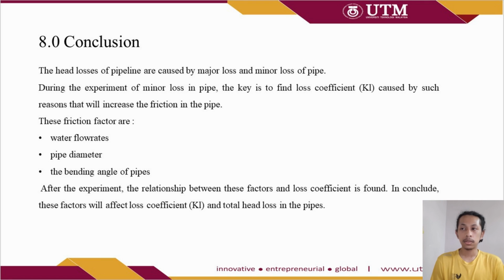For the conclusion, we can conclude that the major head loss and the minor head loss make up the total head loss in a pipe. And from this experiment, different water flow rates, pipe diameters, and pipe bends can have an effect on the loss coefficient. And this loss coefficient contributes to the value of the minor head loss. Even though the minor head loss is not a major part of the total head loss, it is still important, as these losses represent the additional energy dissipation in the flow.